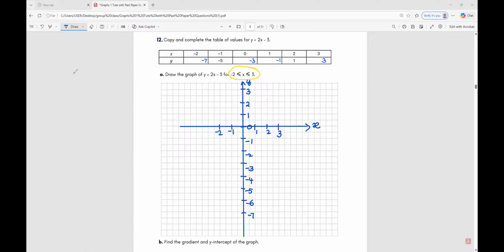Mark the points. First point is -2, -7. Next, -1, -5. 0, -3. 1, -1. 2, 1. 3, 3. Then join it.